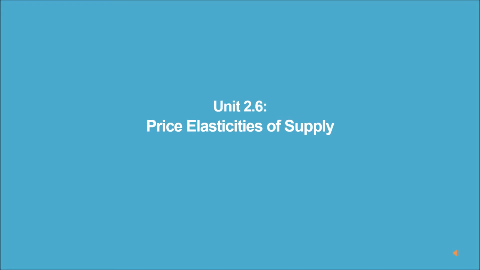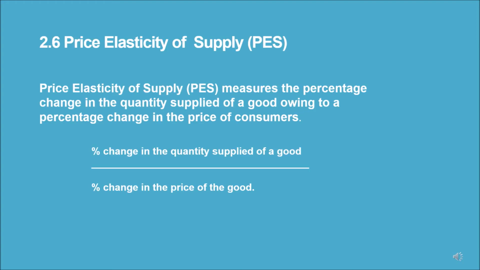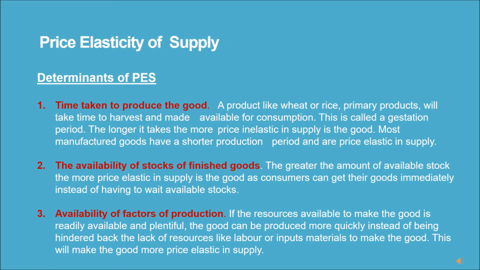Unit 2.6. Price elasticities of supply. Price elasticity of supply, PES, measures the percentage change in the quantity supplied of a good owing to a percentage change in the price of consumers. Determinants of PES.